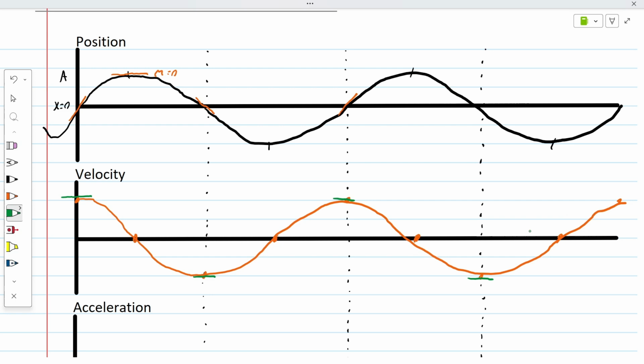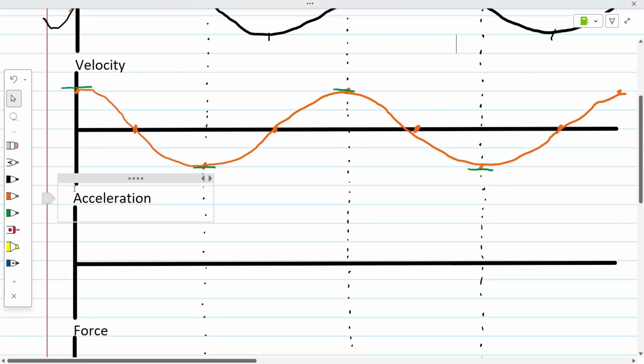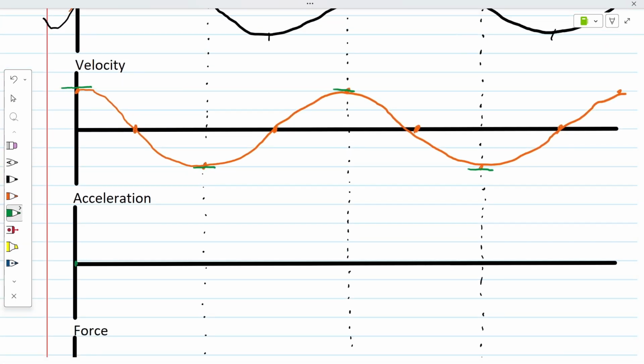But we also know that given a simple harmonic motion, at equilibrium the acceleration equals 0. So right here it's at equilibrium, right here it's at equilibrium, and they match up with where these points are. So we can use that to say, okay, the acceleration will be 0 right here, right here, and at each one of these points the acceleration is 0.